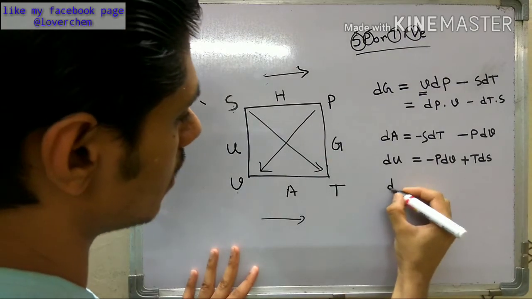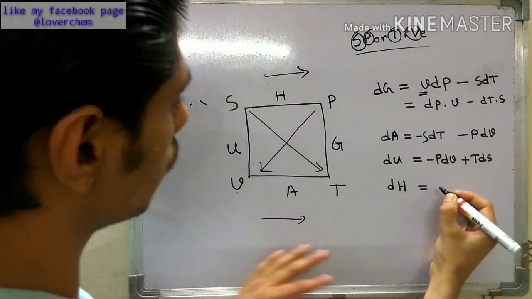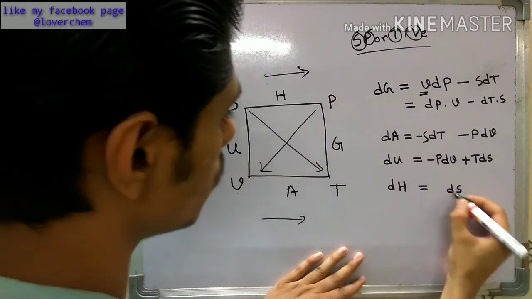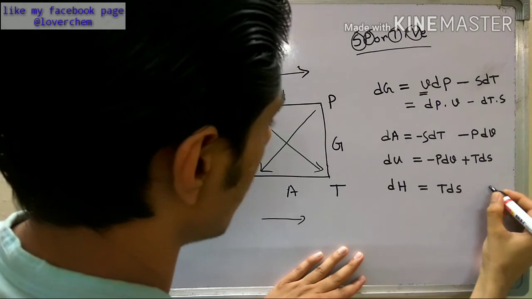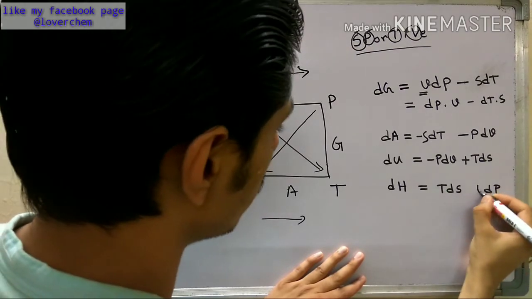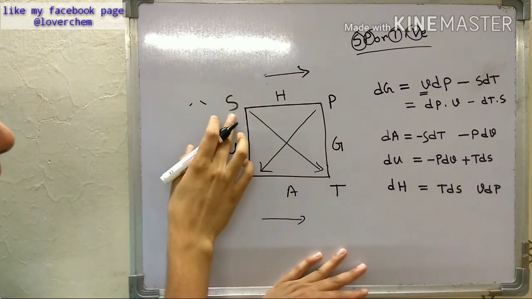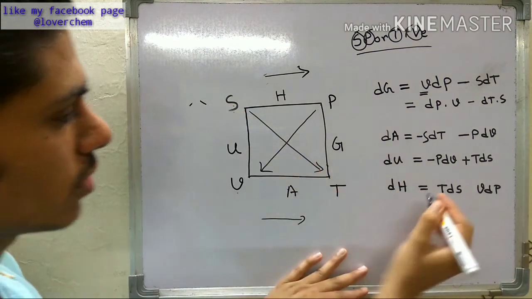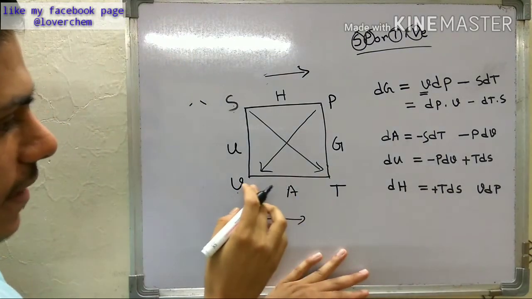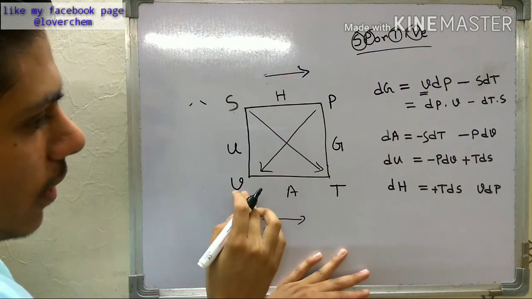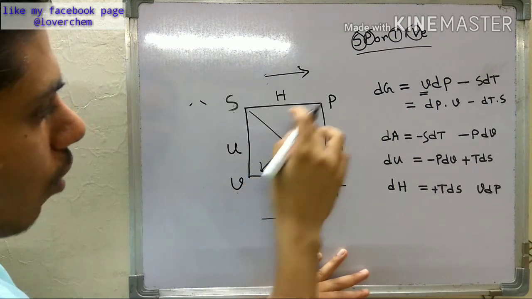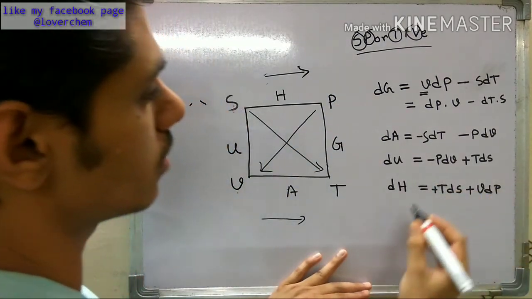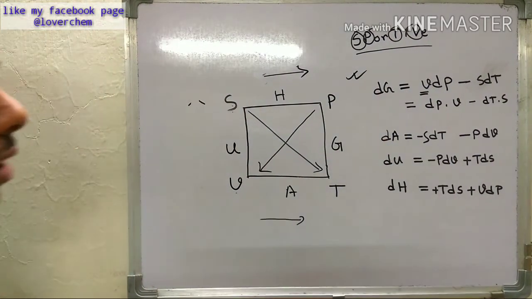And the last thing, dH, so it will be ds into t and dp into v. So now again you can see you are multiplying ds with t and the arrow is also from s to t, so here you will have positive. But in this case you can see you are multiplying dp with v and also the arrow is from p to v, so that's why here you will have positive also. So these four relationships you can also determine.